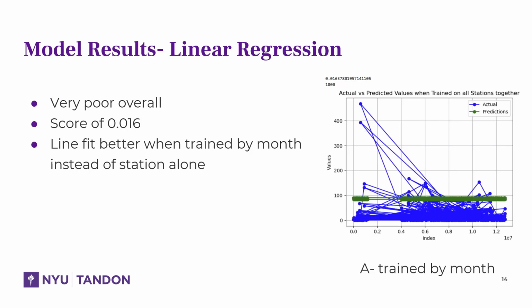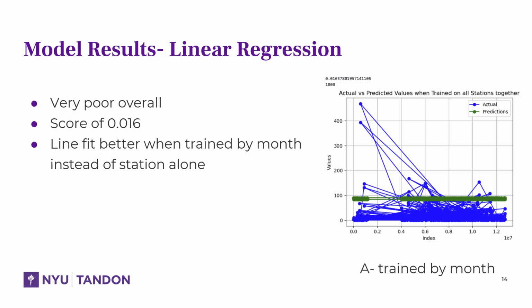So overall, I got very poor results when I used linear regression. The model score was 0.016, though I did find that the line fit better when it was trained by month instead of just by the station. So as you can see here, it was actually able to draw a line when I trained on all of the stations for the whole 6-month period. It got something at least.